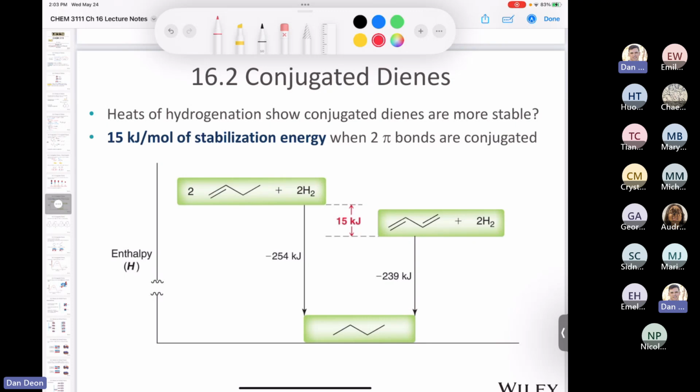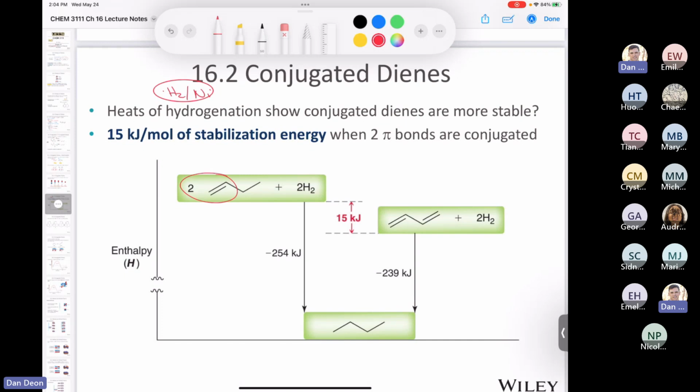So remember hydrogenation. Hydrogenation is when you take an alkene and you treat it with hydrogen and nickel or palladium or platinum. That's what hydrogenation is. So if you were to take two molecules of 1-butene and hydrogenate them, it's going to release 254 kilojoules of energy. But if you take 2 moles of 1,3-butadiene, you're doing the same thing. You're hydrogenating 2 moles of double bonds. Shouldn't it release the same amount of heat? Well, you see that it actually releases less heat. It releases 15 kilojoules less heat.